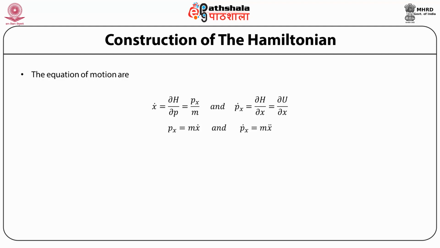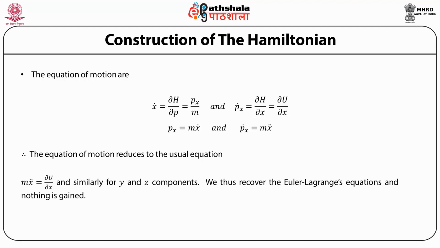So we get px equal to m x dot and px dot is equal to m x double dot, and therefore the equations reduce to the usual equations, and really nothing much is gained. Substituting for px dot, we get m x double dot is equal to minus dU by dx, and similarly for the y and z components, which are nothing but the familiar Newton's equations, or we recover the Euler-Lagrange equations, and in fact nothing seems to have been gained.